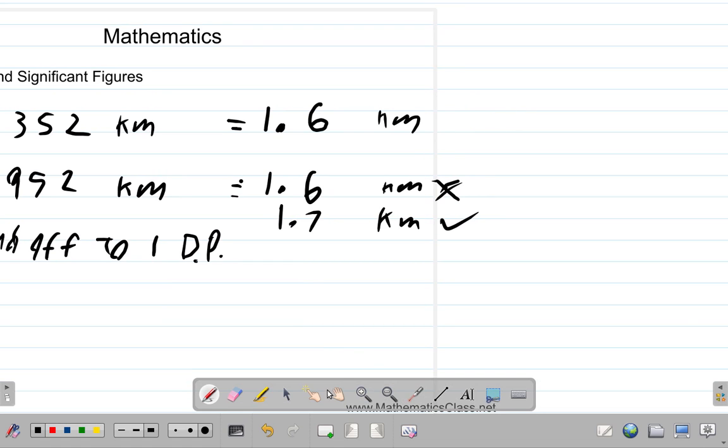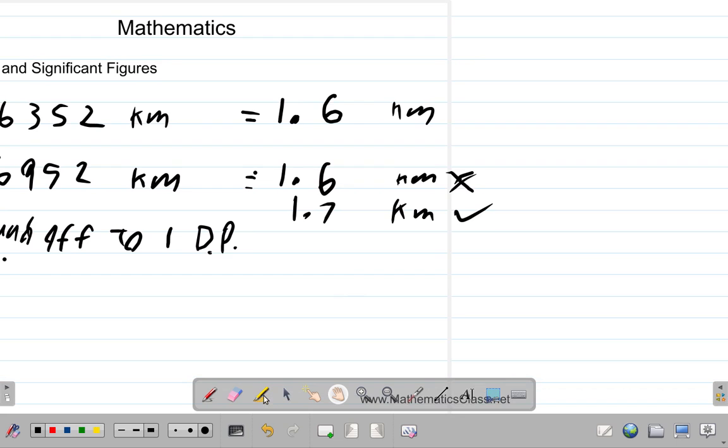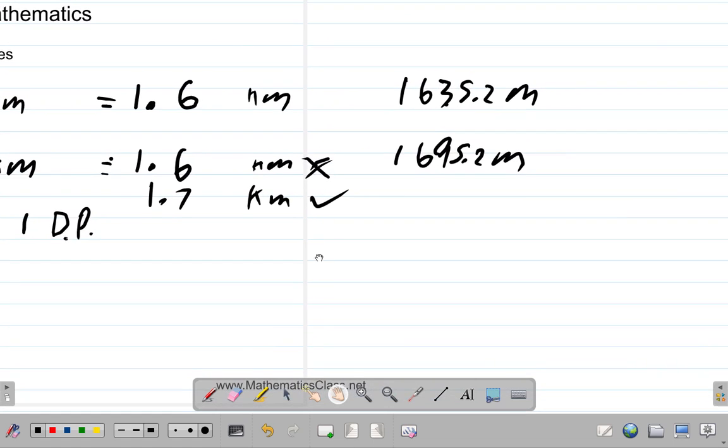This measurement is 1,695.2 meters. Now, you see the 1.6 kilometer? After the rounding off, when you round it off, at 1,600 meters, you say the 1.6 kilometer, 1,600 meters.